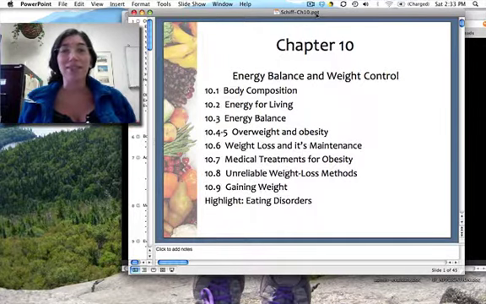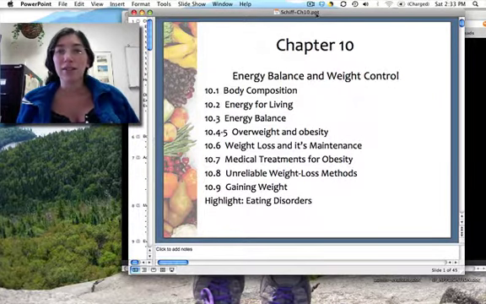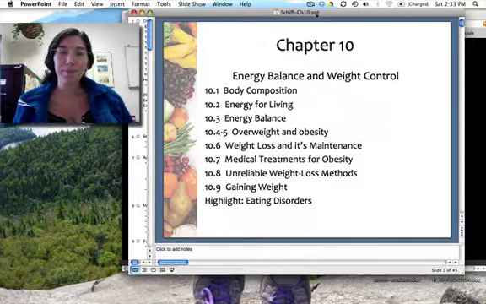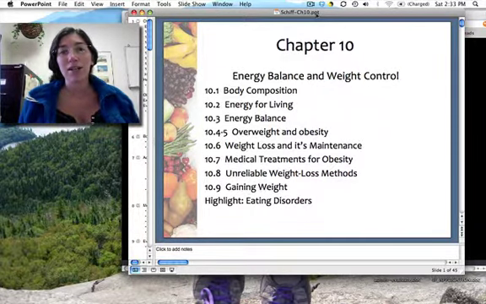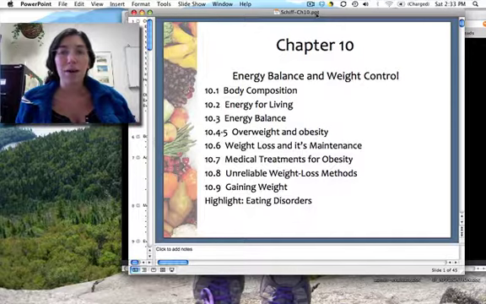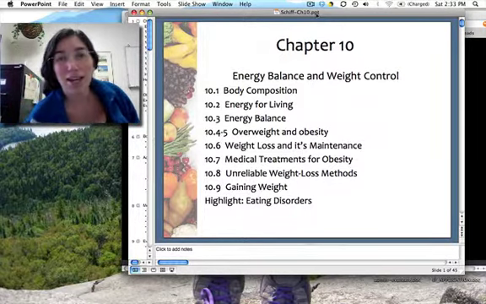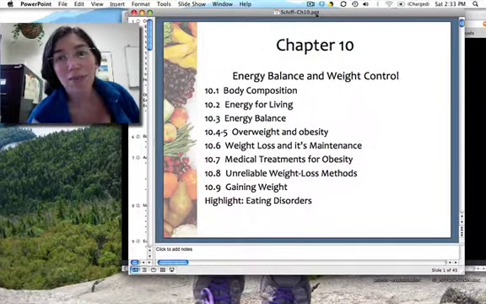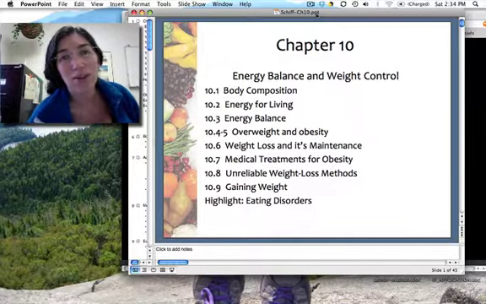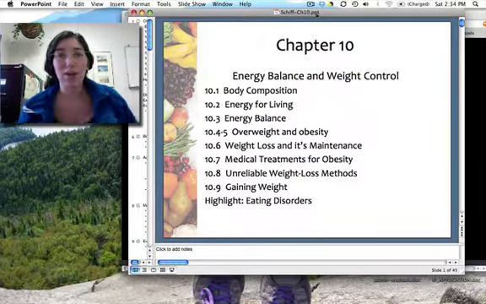Chapter 10 begins our last unit, which is going to encompass the last 4 chapters of the book: 10, 11, 12, and 13. Chapter 10 talks all about weight control and energy balance, and how to achieve and maintain a healthy weight, essentially. Chapter 11 builds on this with the concept of physical activity and the different types of physical activity that you can do to help improve your health and achieve and maintain a healthy weight.